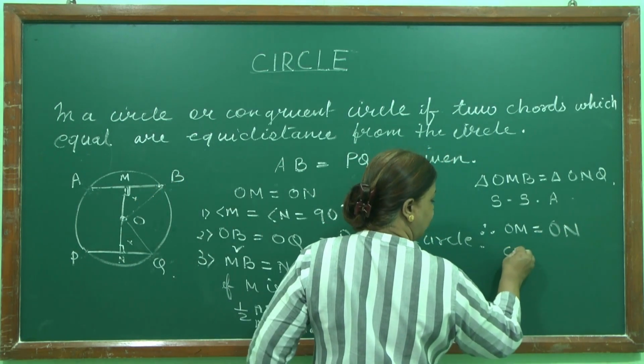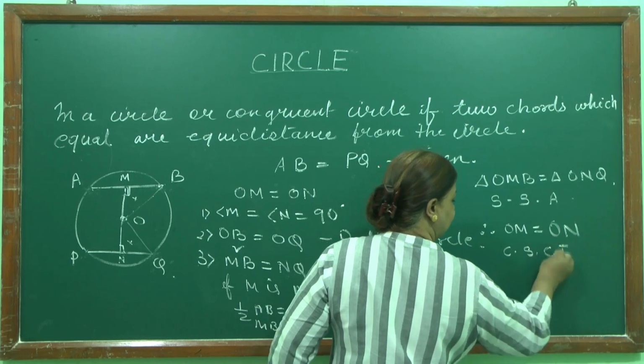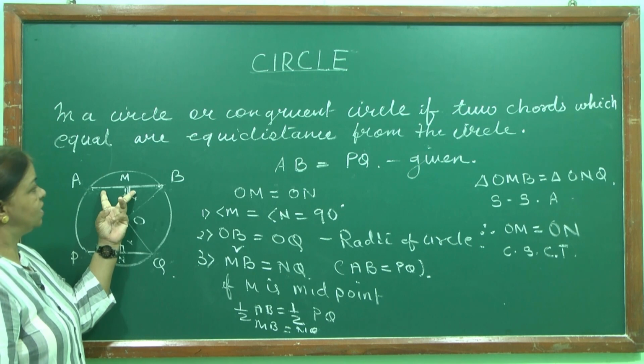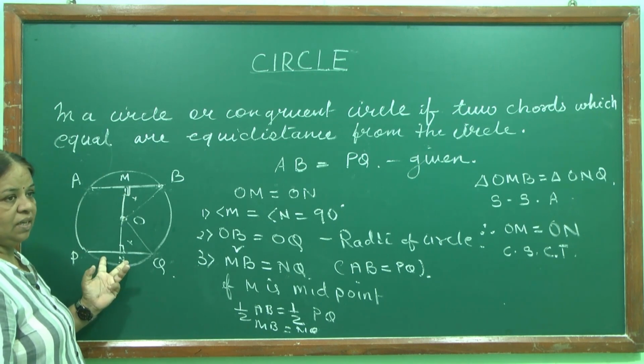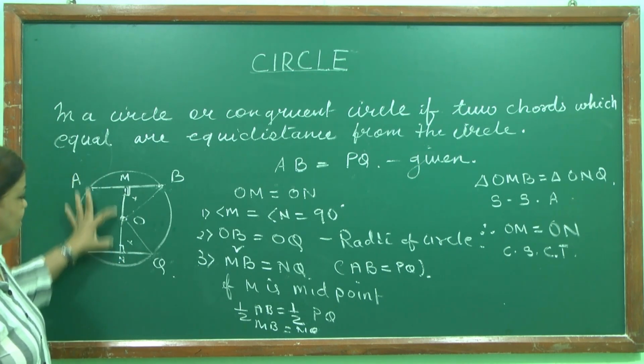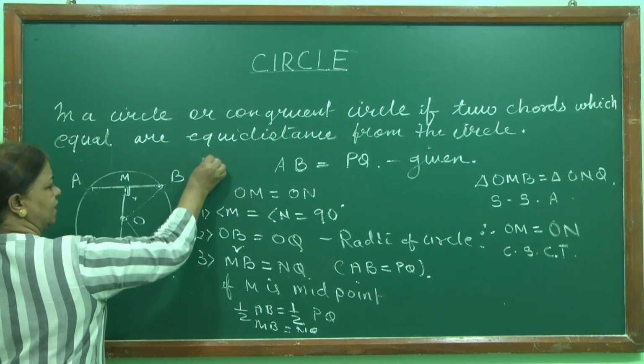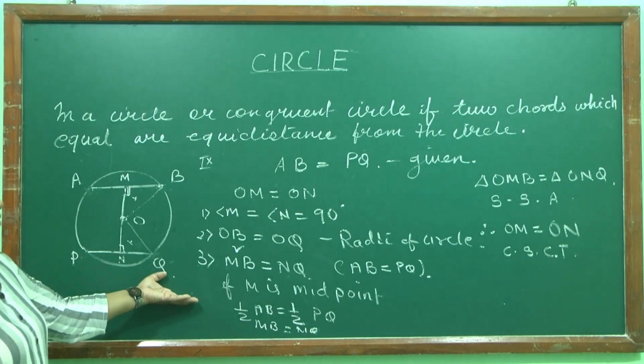That is congruent side of congruent triangle, and that is what the statement is. If the two chords are equal, then they will be at equal distance from the center. And we proved it. This we have done in 9th standard. It was just a revision for you.